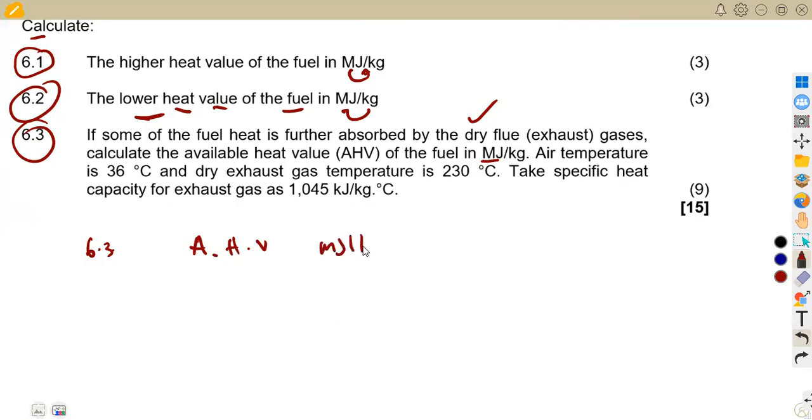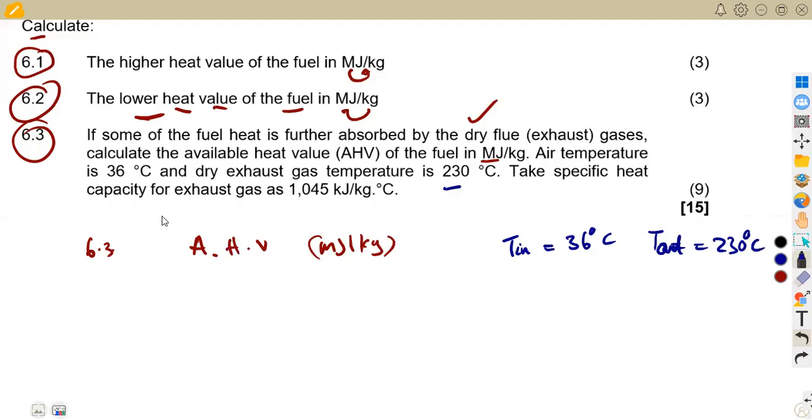So needed in megajoules per kg. Air temperature is, and the dry exhaust gas temperature is 230. So the air temperature is the temperature that is entering, which is T in or T1, which is 36 degrees Celsius. And we've got T2, which is T out at the exhaust. That is where we have got our output temperature of 230 degrees Celsius.